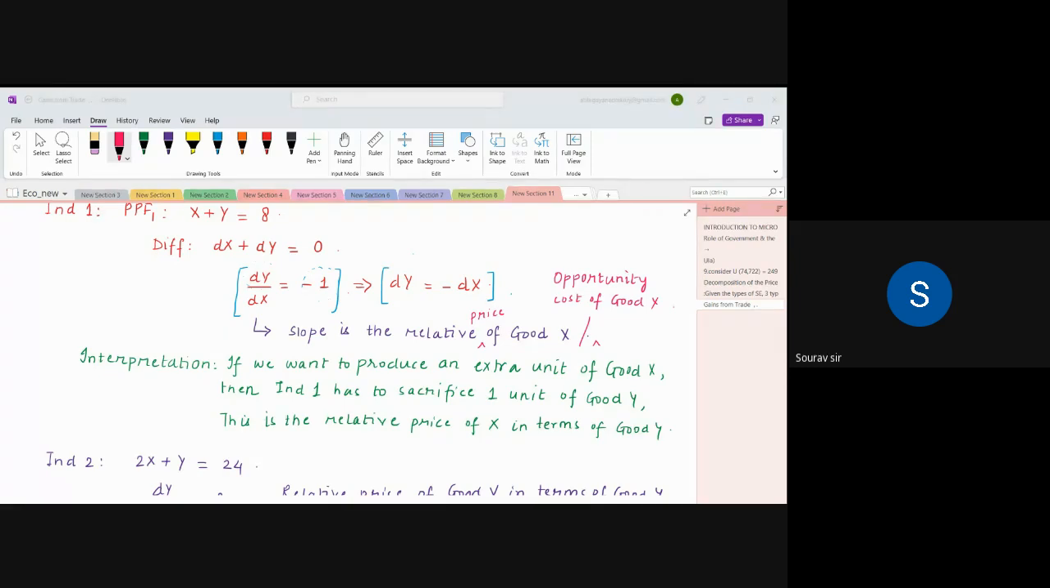So basically, the interpretation is if you just look at this dy dx that we had, to produce one extra unit of x, you need to sacrifice 1 unit of y. So that's the opportunity cost of x. To get one additional x, how much of y you need to sacrifice. So the slope of the PPF is not only the relative price of good X, it can also be interpreted in terms of the opportunity cost of good X. Okay.